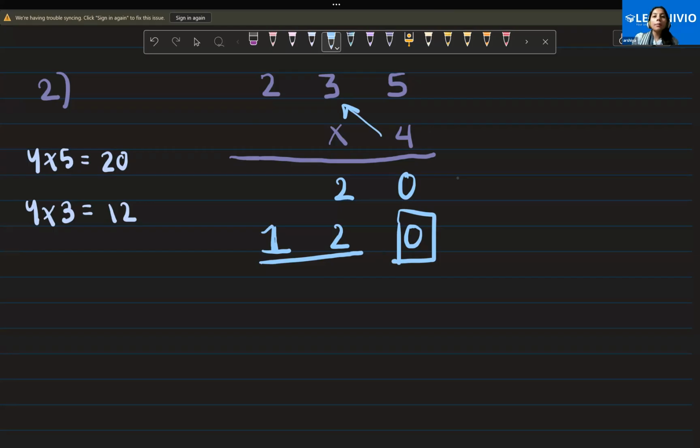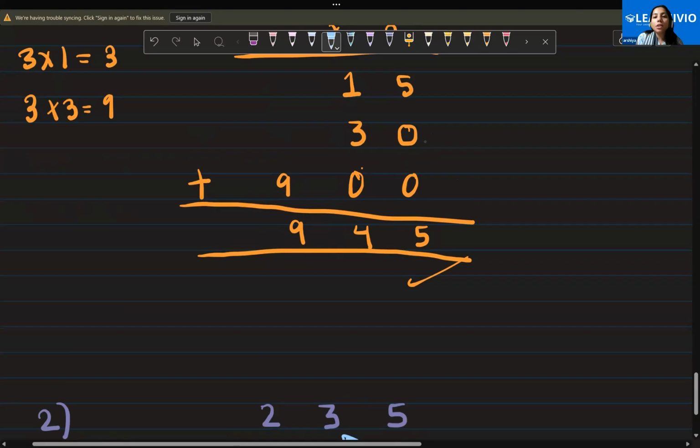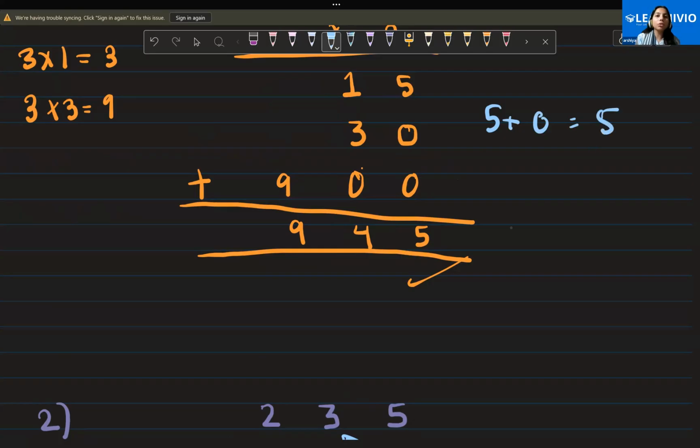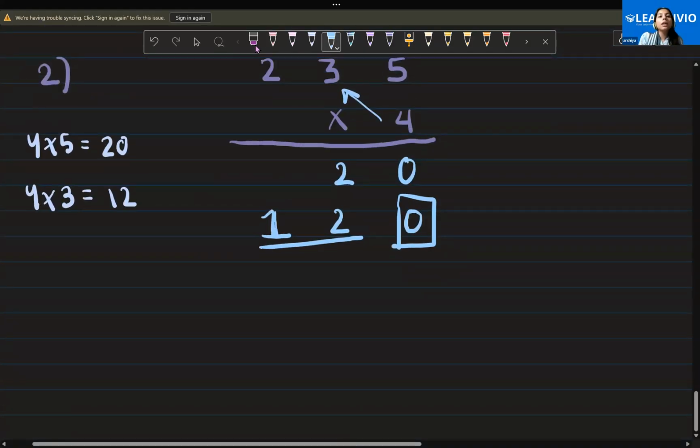I'll explain that also. Because in the last step, we add, right? So if I write 0, that means if I add 5 plus 0, my answer will not change. It will remain 5 only. That's why we are writing 0. So 0 also means we are skipping this place. So we are skipping one place and we are writing 0, and the next thing we wrote is 12.